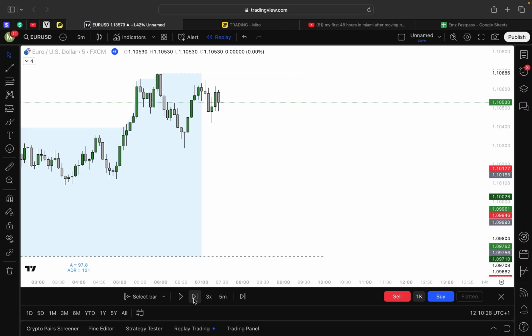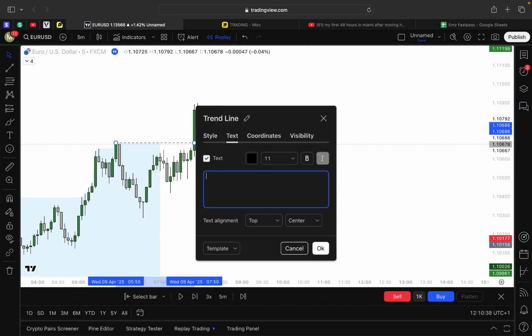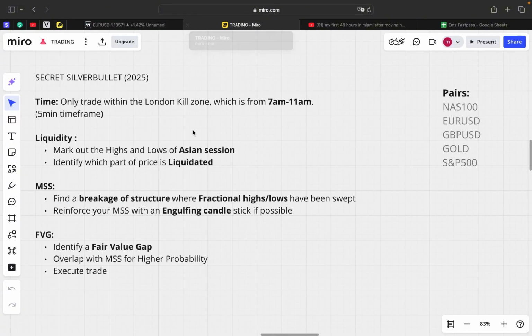So if I play price forward and keep it going, you can see it's getting closer to the highs. And there we go, it just completely swept Asian session's highs. Okay, so once it swept Asian session's highs, we can mark this out as our liquidity sweep. Okay, so this is our liquidity sweep right there. Once we've got the liquidity sweep, now we've completed the liquidity checklist.